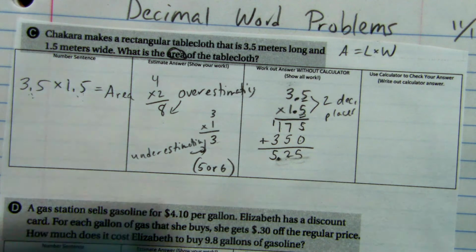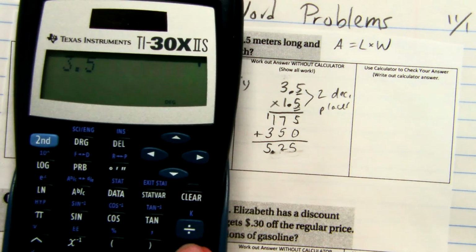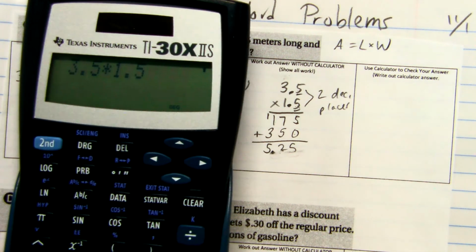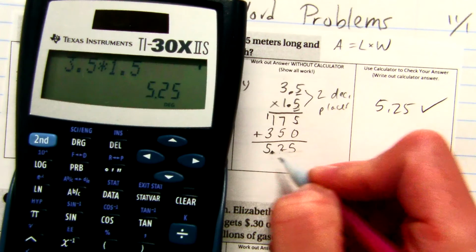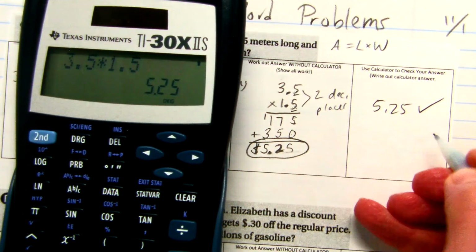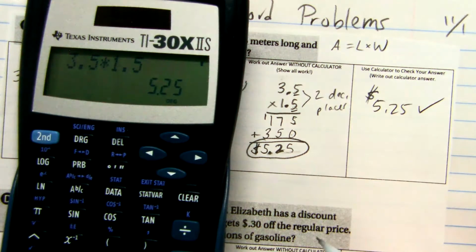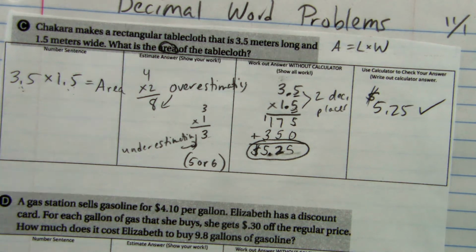Okay, so let's check it with our calculator now. So we're going to do 3.5 times 1.5. And we get 5.25 on the calculator, so I'm just going to put check. So on our final answer, we probably ought to put a $, circle that so it's super obvious. But when you check it, if something went wrong, you need to go back and fix it. Don't turn things in that are wrong. You're going to learn more if you find your own mistakes and fix them than if you just turn it in and don't even know it's wrong.